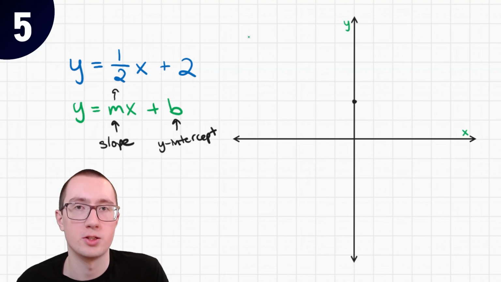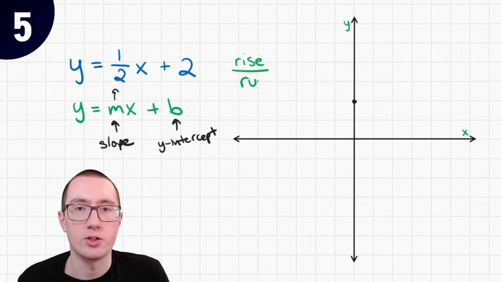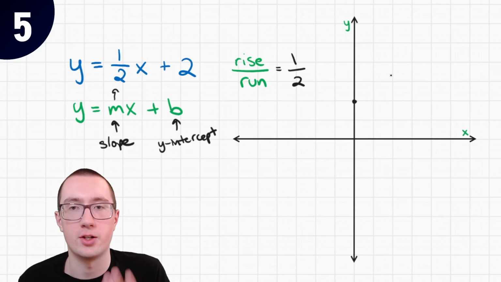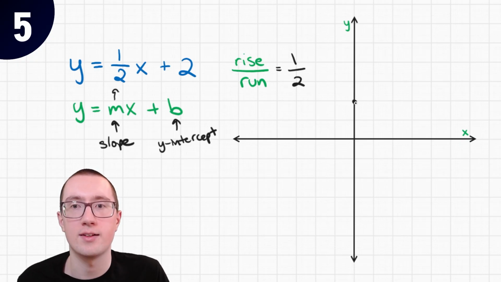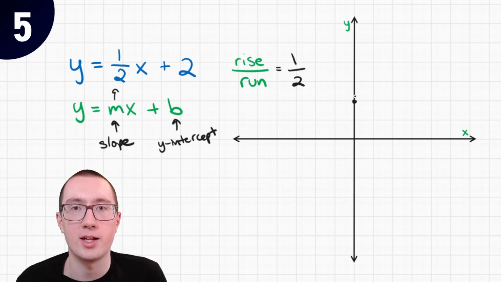The slope formula is really important to know, which is rise over run. And if you plug the slope into this, which is 1/2, this is going to tell you how to find another point on the line. Because the slope is 1/2 and slope is rise over run, that means the rise is 1 and the run is 2. So we can just do that to this point to find out the location of another point.